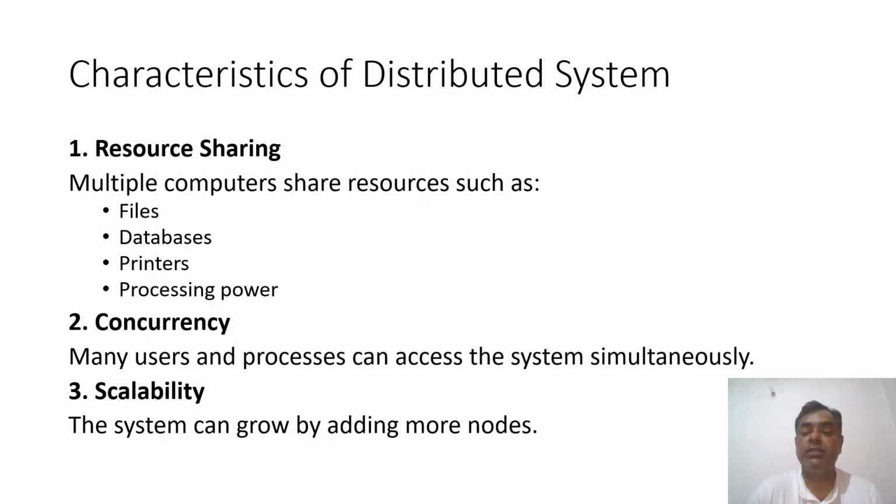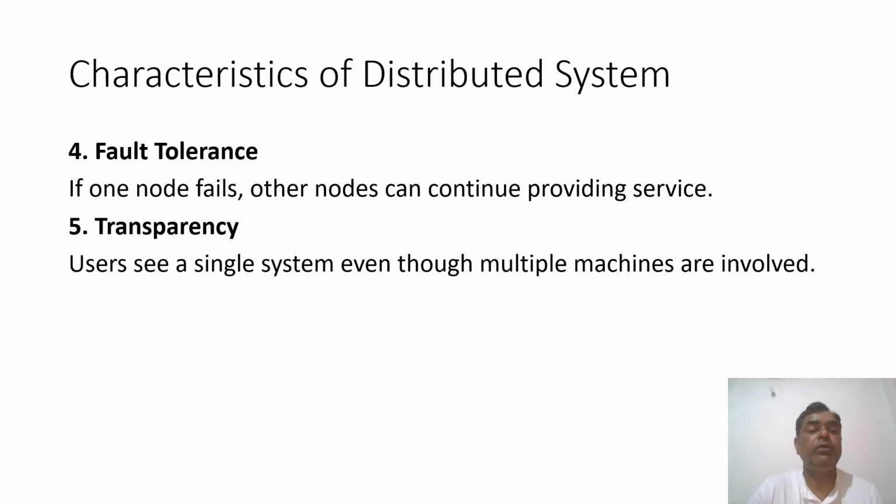Scalability: the number of nodes, or computers, can be added in your system as per the demand in the future. That is known as scalability. Fault tolerance: if one node fails, other nodes can continue providing service. That means you are always getting the service. Transparency: it is not known to the user that multiple machines are involved in processing the user's request.